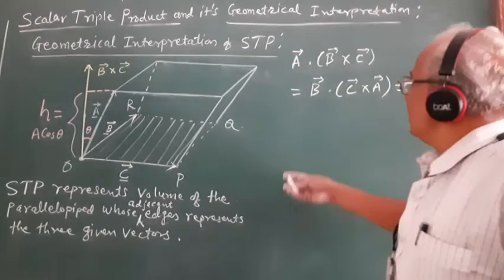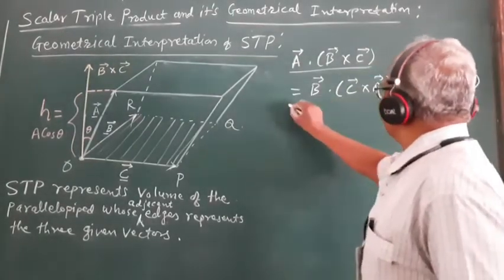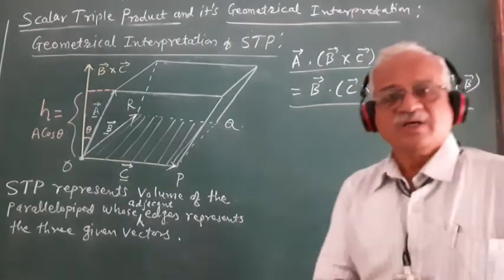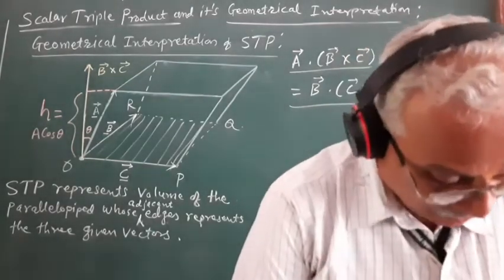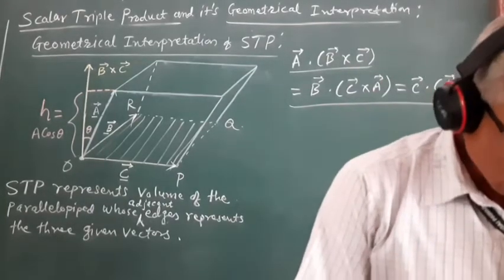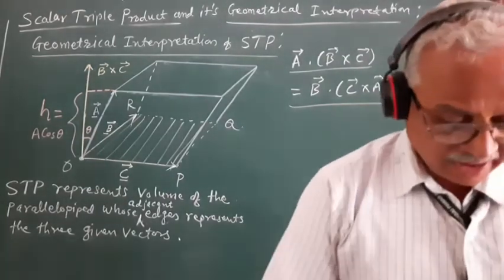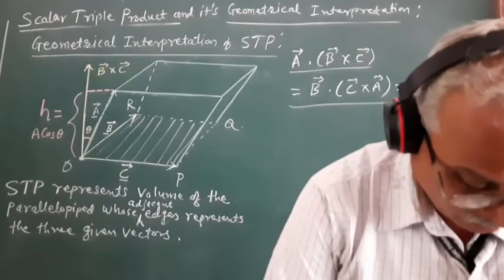So all these three scalar triple products result in the same result. So that is the second interpretation that we can draw from this scalar triple product.